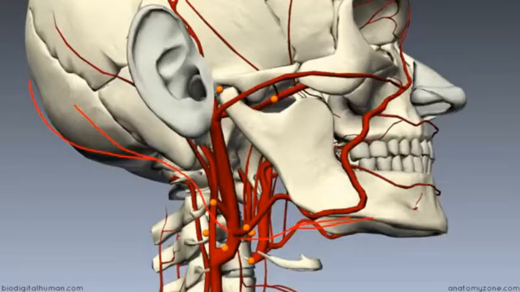We've looked at 6 branches so far, and the way to remember whether they come off anteriorly or posteriorly is quite simple. Think of the names, and think of whether the structures that their names relate to are anterior or posterior. If we start off with the lowest branch, the superior thyroid, the thyroid gland is an anterior structure, so the superior thyroid artery is an anterior branch. Next up we've got the lingual artery. The lingual refers to tongue, the tongue is an anterior structure, so the lingual artery is an anterior branch. Then we've got the facial artery, so the face is anterior, so the facial artery is an anterior branch.